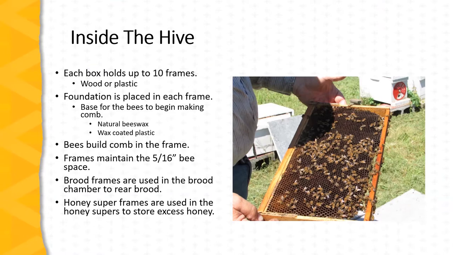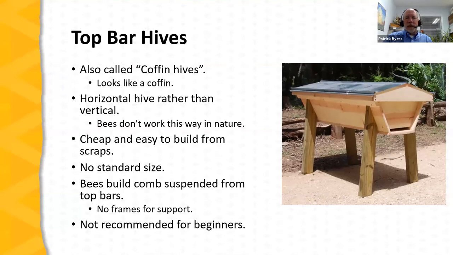Now, there are other hive designs. First of all, the top bar hive. Sometimes these are called coffin hives for obvious reasons. Rather than being a vertical hive like the Langstroth hive, where you stack components higher and higher, this is a horizontal hive where the bees are forced to work in a horizontal fashion. And bees typically don't work this way in nature. And so it's somewhat contrary to their normal behavior patterns.